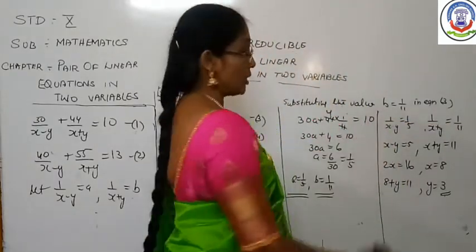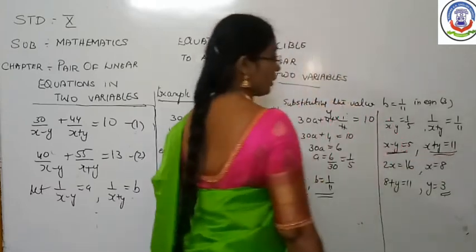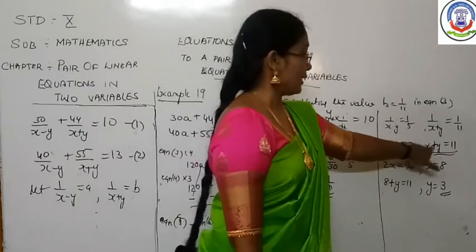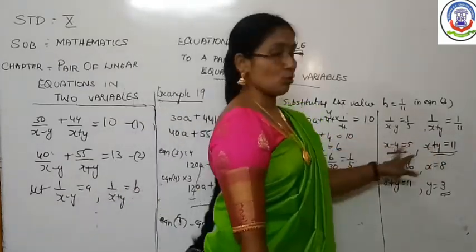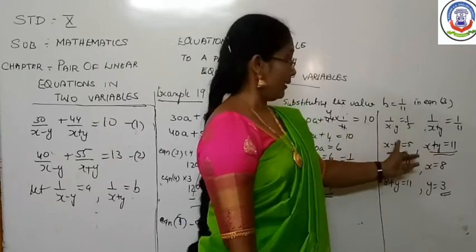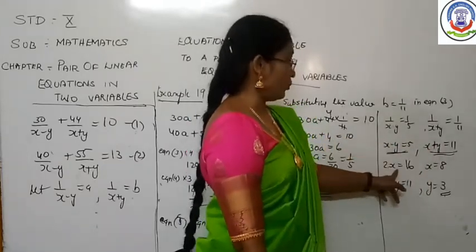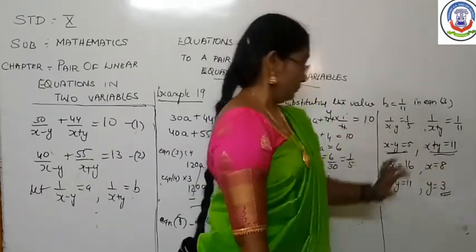Now both the equations again you have to solve by the elimination method. Two more equations you have got. What is that? x minus y is equal to 5 and x plus y is equal to 11. While adding these two together, because you know that minus y and plus y will be cancelled, x plus x will come 2x, and 11 plus 5 will come 16. So x is equal to 8.